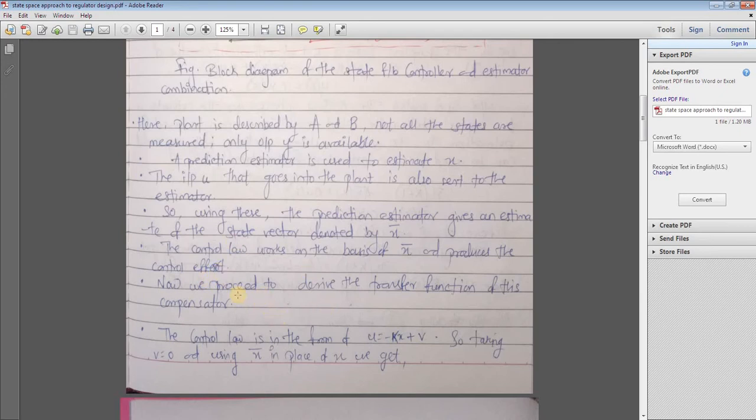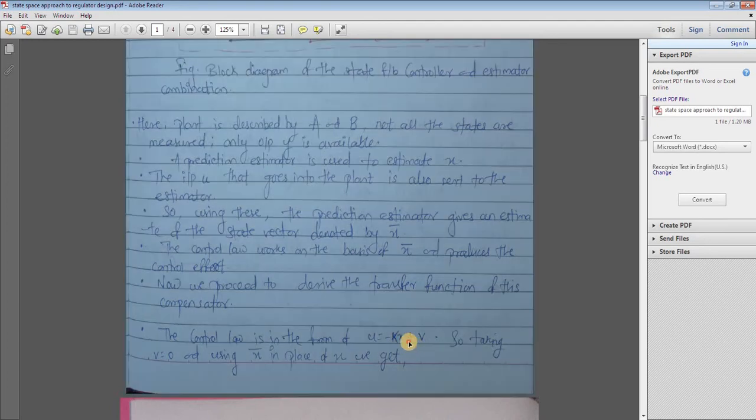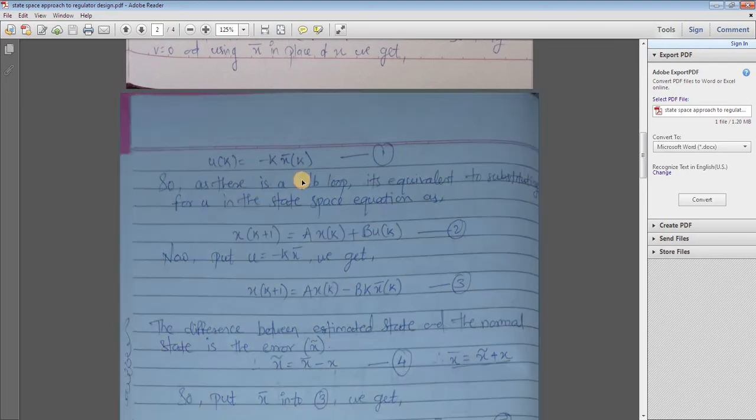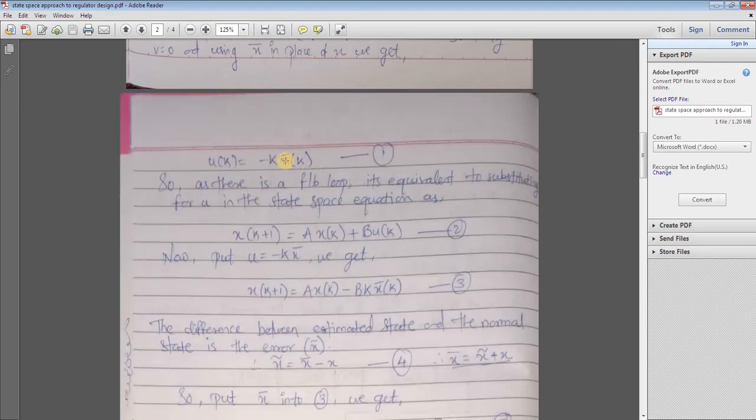Now a general control law is defined using u, u equals minus Kx plus v. It is a general control law in a general form. So now if we take v equals 0 and we use x bar in place of x, we will get this equation number 1. You can see here u becomes minus K x bar of k. So v is 0 and x is replaced by x bar.